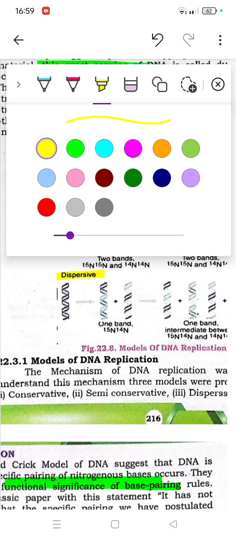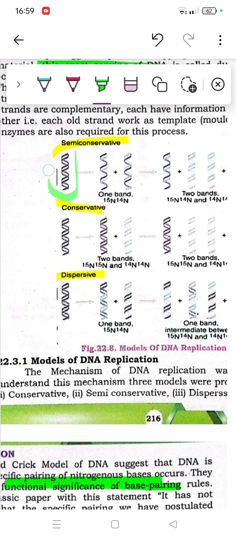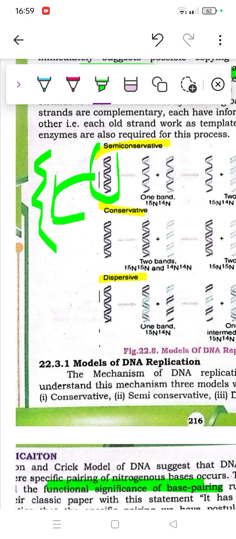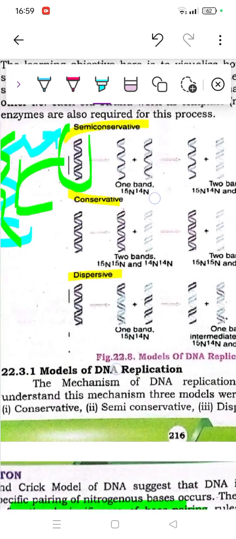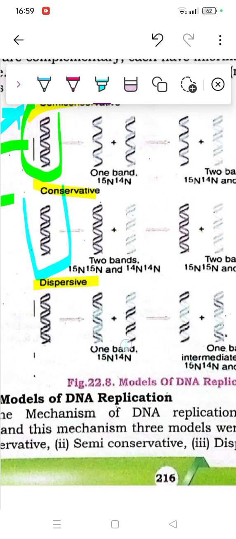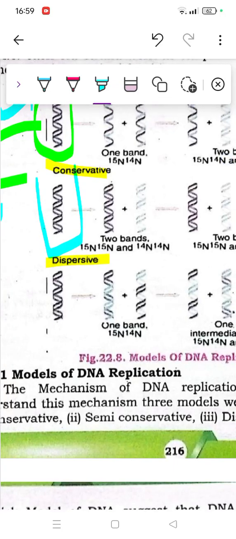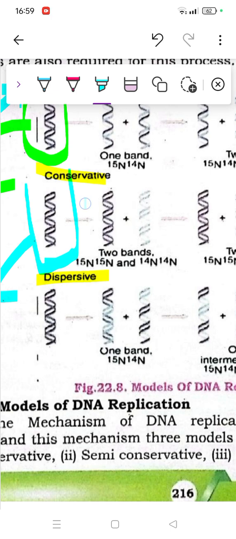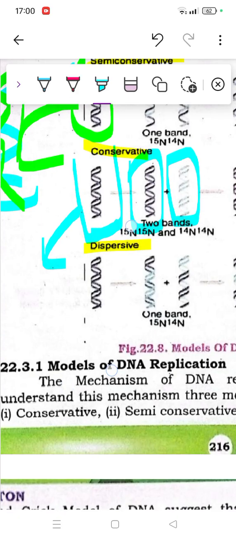In semi-conservative, if this is a simple DNA, we'll see the copy of the two strands. The first one is the original chain like this, and the second DNA would be this one. So semi means half: one would be old, one would be new. Then comes the second one, conservative. In conservative, both would be new, so the second one is going to be another, and here both are separately formed.